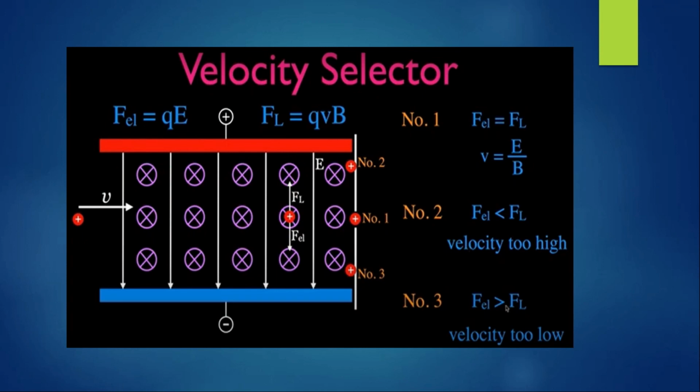When the magnetic force is higher than the electric force, the velocity is too high. When the electric force is higher than the magnetic force, the velocity is too low.